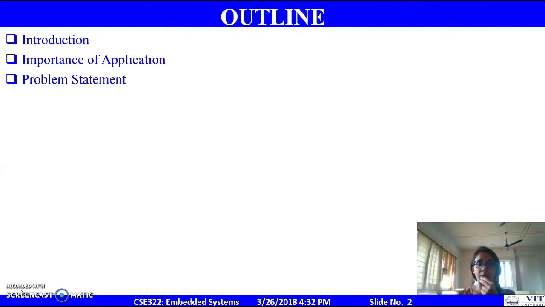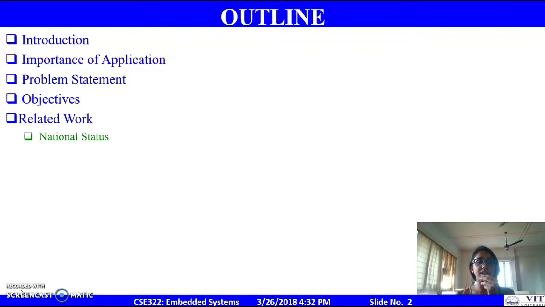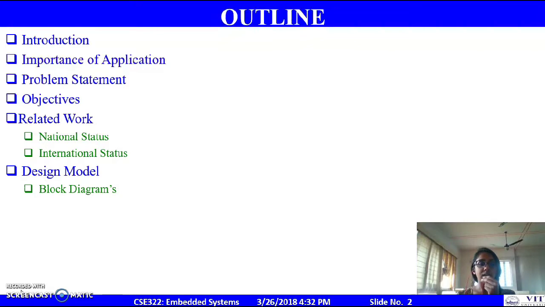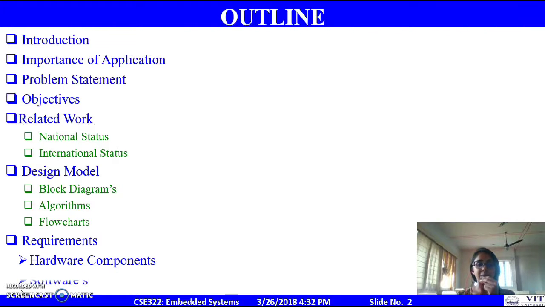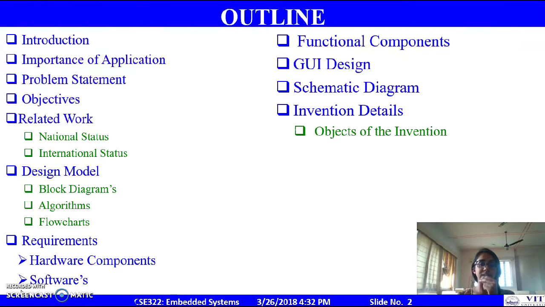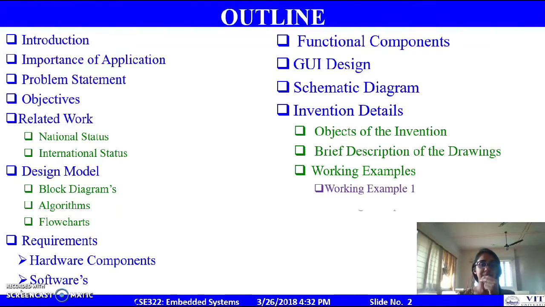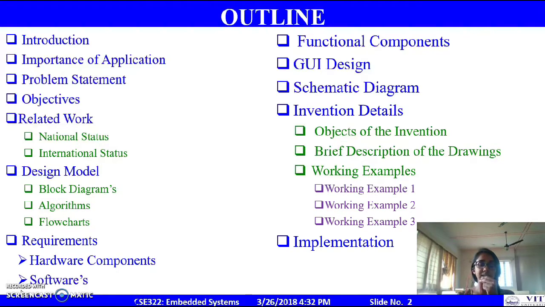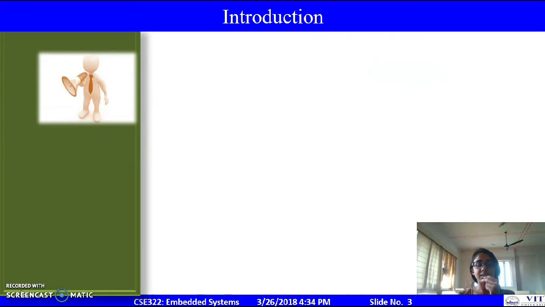This is the outline of our project. We will be explaining first a basic introduction to our project, the importance of application, the problem statement, objectives, the related work that has happened, the model of our project, the requirements, hardware and software, functional components, GUI design, schematic diagram, invention details. We'll be giving the working examples of our project, the implementation.